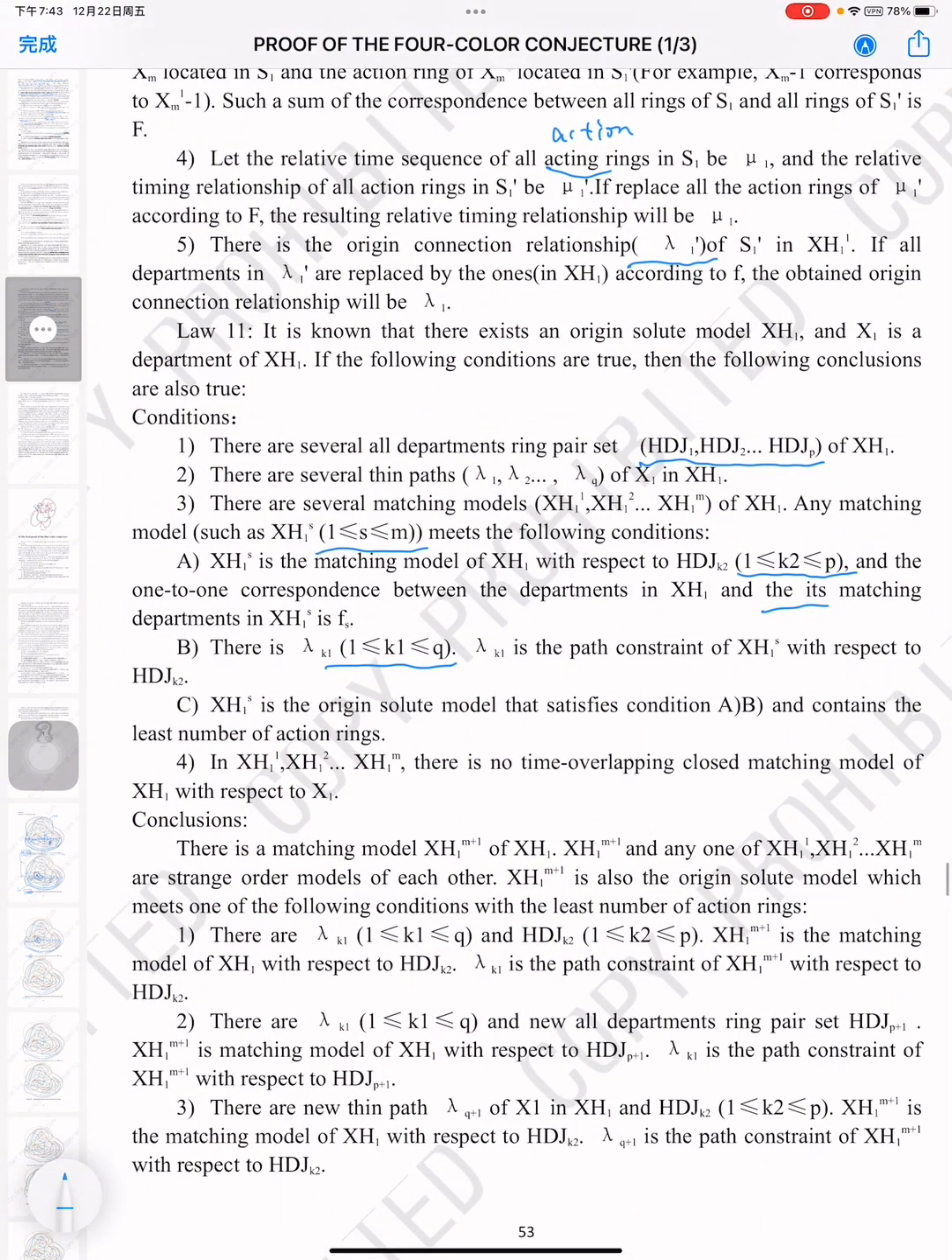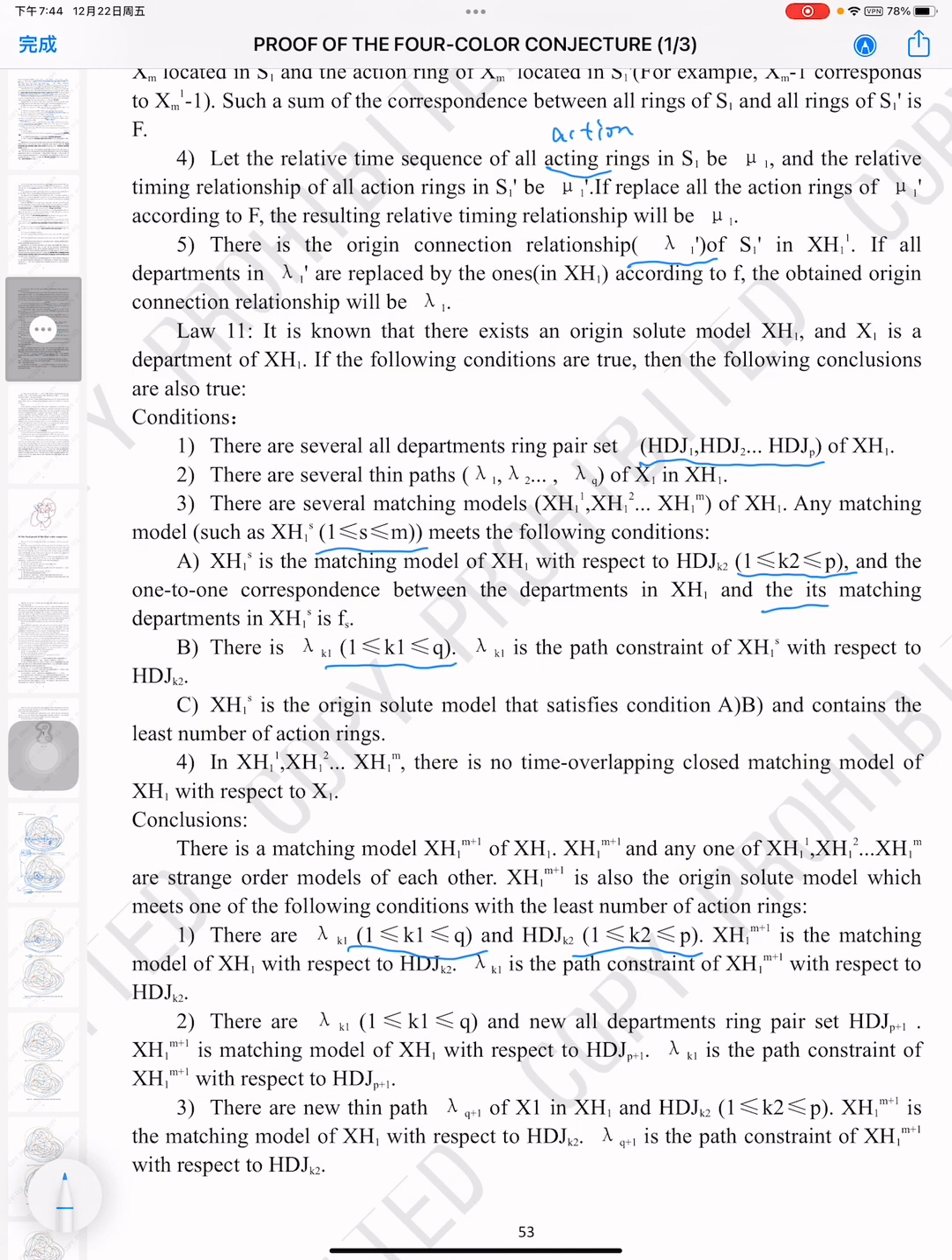Conclusions. There is a matching model XH1m+1 of XH1. XH1m+1, and any one of XH11, XH12, and so on to XH1m, are strange order models to each other. XH1m+1 is also the origin solute model with the least number of action rings which meets one of the following conditions. 1. There are lambda k1 and HDJ-K2. XH1m+1 is the matching model of XH1 with respect to HDJ-K2. Lambda k1 is the path constraint of XH1m+1 with respect to HDJ-K2.